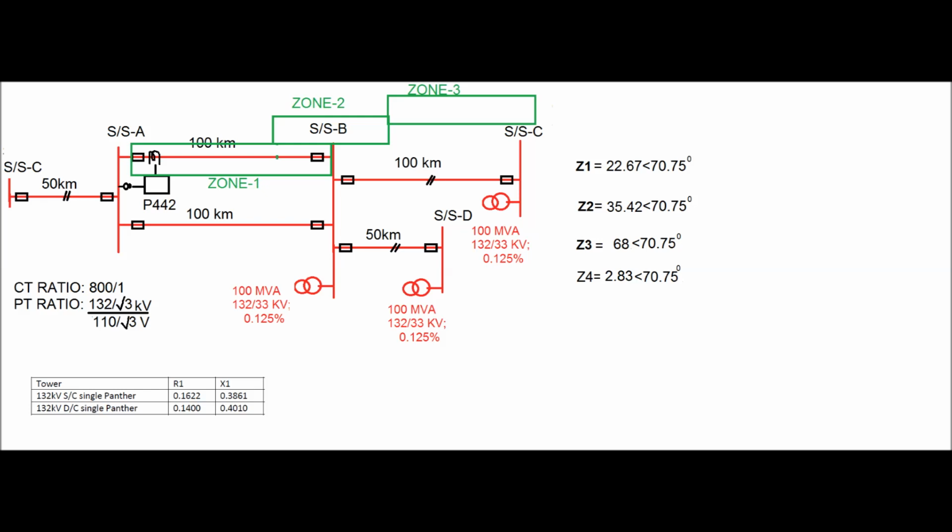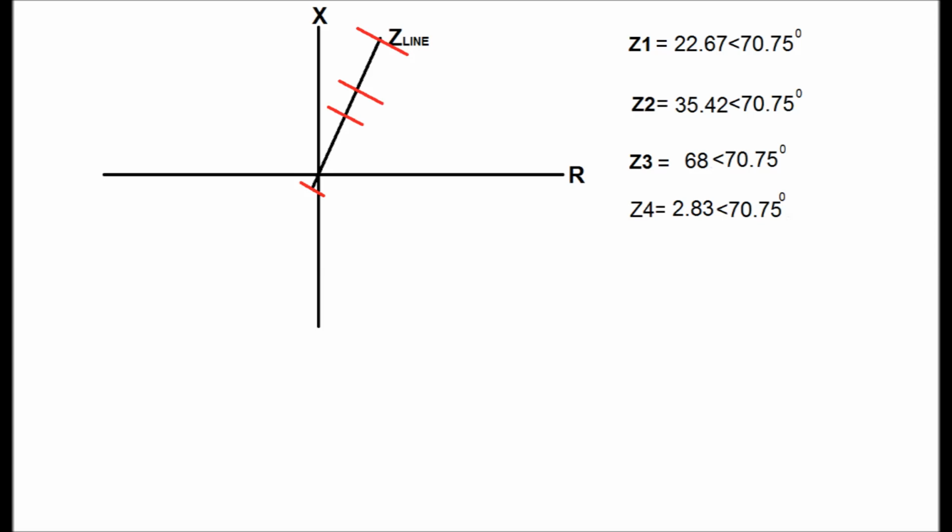Now in this video I will discuss the importance of different resistive reaches for phase to phase faults and also phase to earth faults. As per the different zone reaches and the characteristic angle of the transmission line, that is 70.75 degree, we plot the impedance diagram for the RX plane as shown in this diagram. Zone 1, zone 2, and zone 3 are the forward zones and zone 4 is the reverse zone.